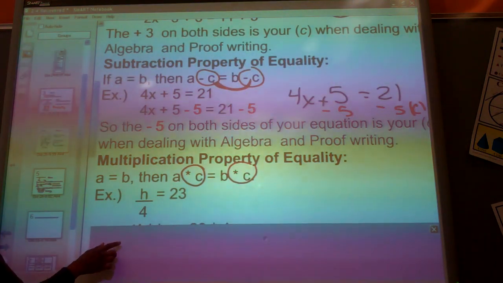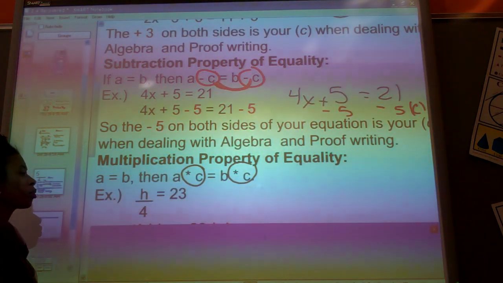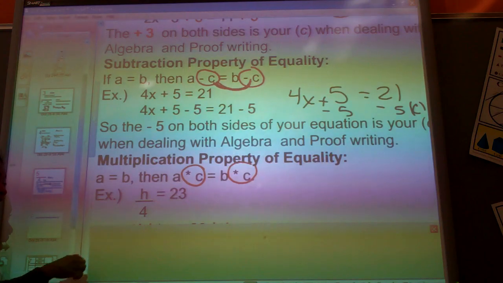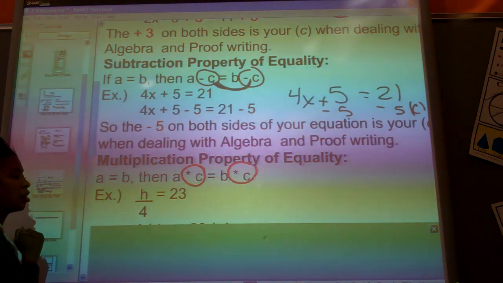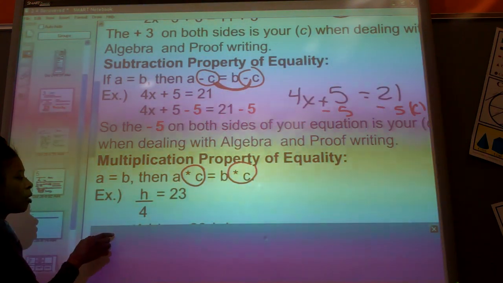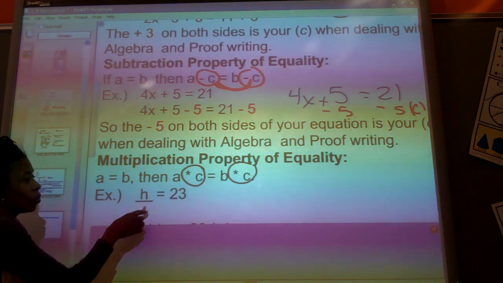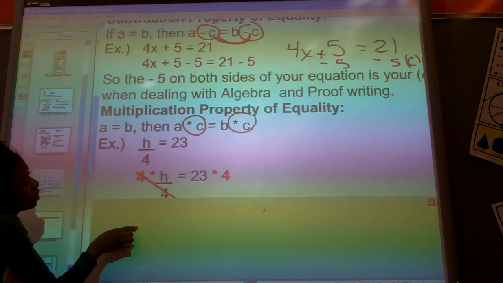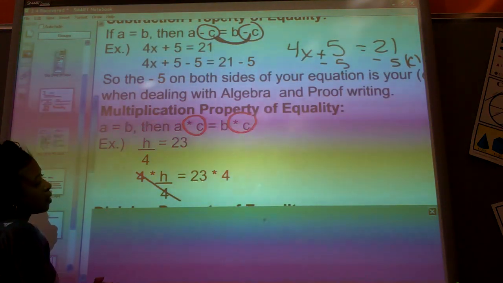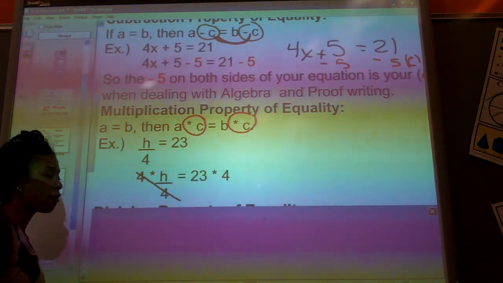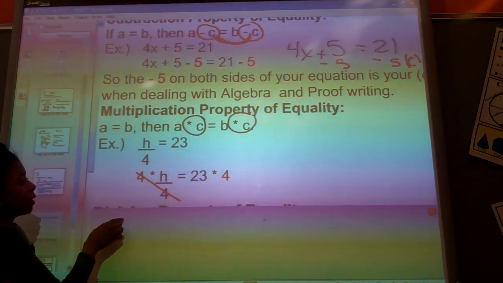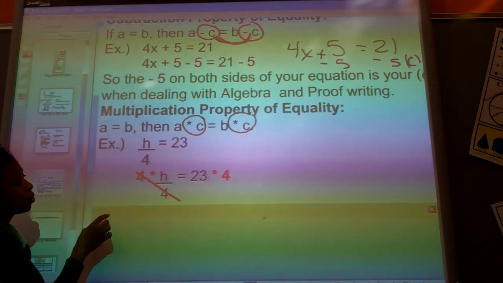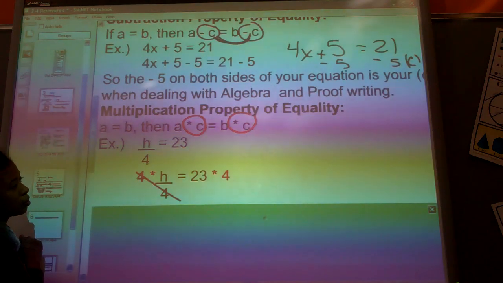For example, if I have H over 4 is equal to 23, to solve for H, I need to get the 4 out of the denominator by multiplying the left and the right side, which is your C, by 4. So, getting the 4 out of the denominator, multiply the left side and the right side by 4. And H is going to be equal to 4 times 23.